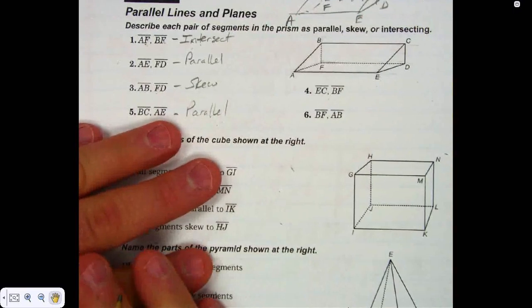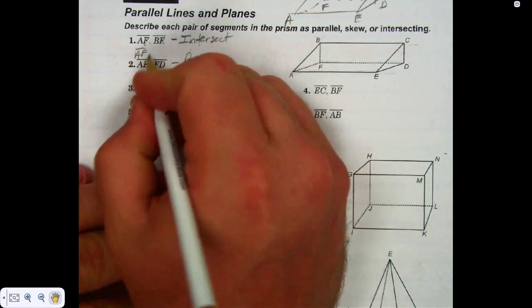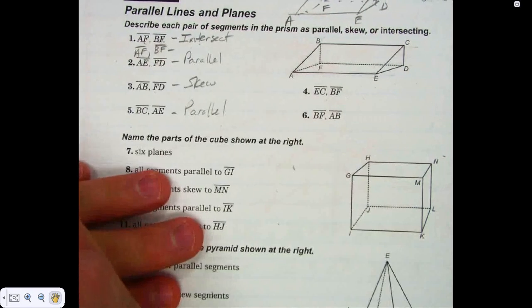That took forever. Guess what? You did that for what? 6 problems already? Now all you have to do is write AF with a line over it, and BF. Really, how much am I asking of you? Not very much.